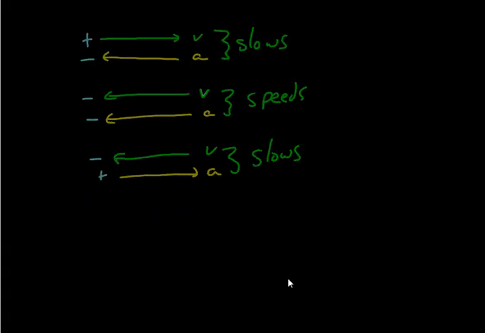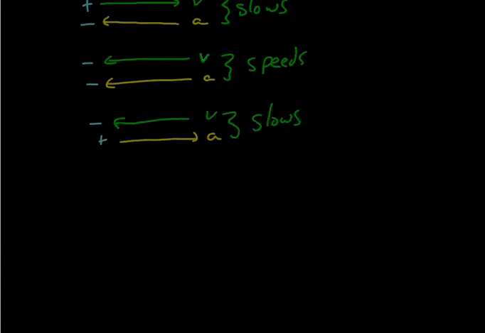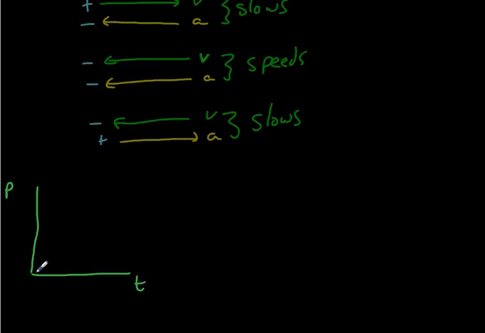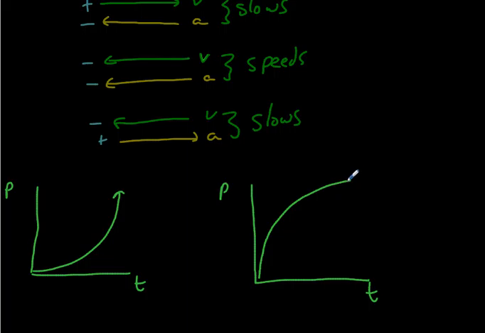Let's see if we can put these on displacement time graphs now really quick before we run out of time. So here, let's call this position and time. Now let's take scenario A. Positive, positive. It's moving right and speeding up. That's what we would get. Now the second scenario: still moving right, but as it does so, it's slowing down. Like that. Moving right, but slowing down.